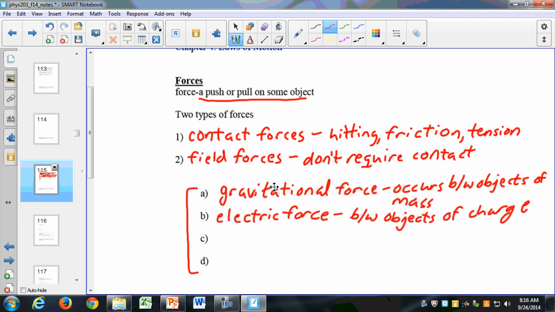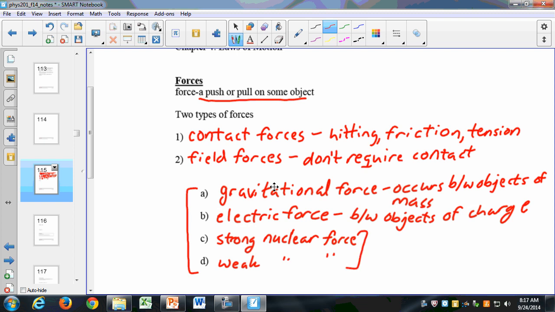And then there's a couple others. We're not going to talk about them here, but you need to know that they exist. The strong and the weak nuclear forces. Just know that they exist. Know that there are four field forces. These are different types of forces that don't require contact between the objects. These are atomic forces that occur within the nucleus.